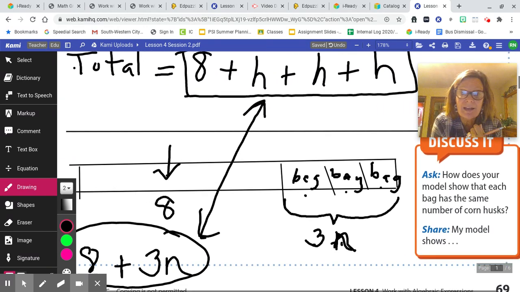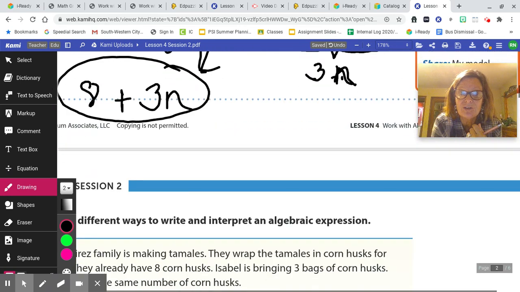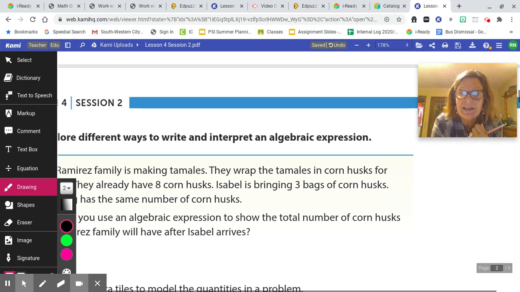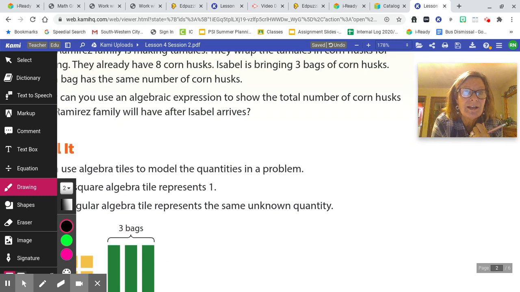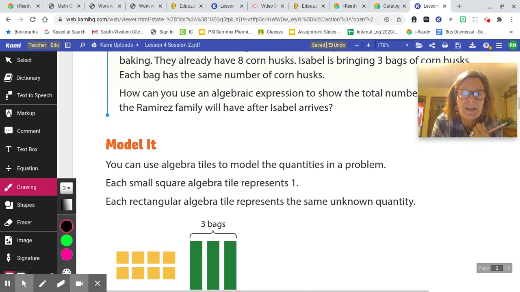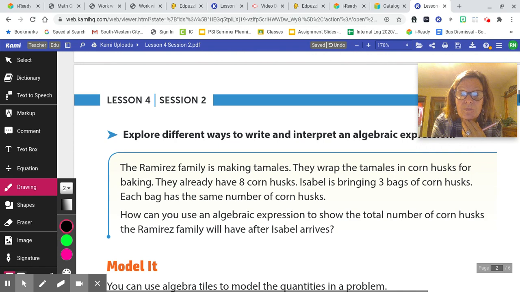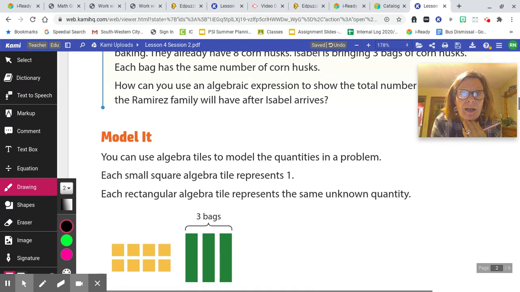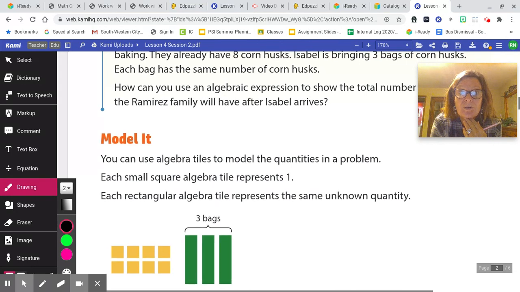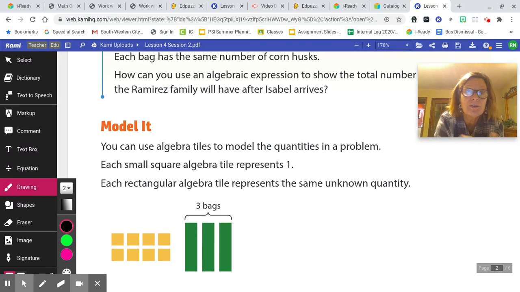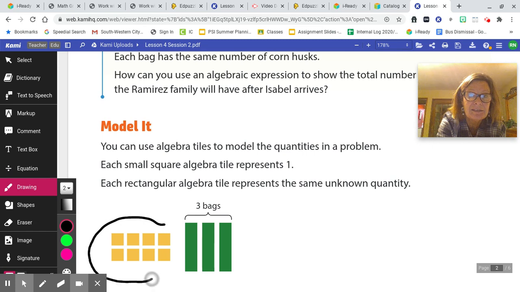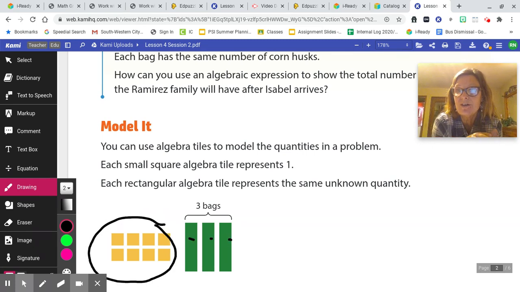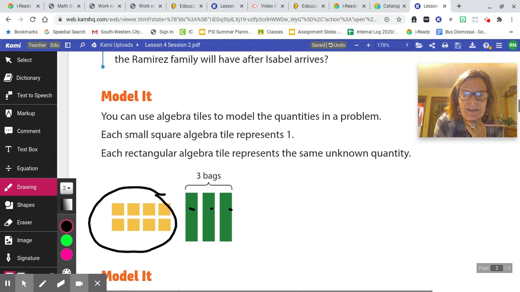We are going to go ahead. I want you to turn the page, if you need to, to the next page. And this one, they are showing how we could have modeled it. You could use algebra tiles, and each small square represents 1. So this represents our 8 husks, and then I have the 3 bags. Do I know how many are in those bags? No, I don't, but I could represent it like that.